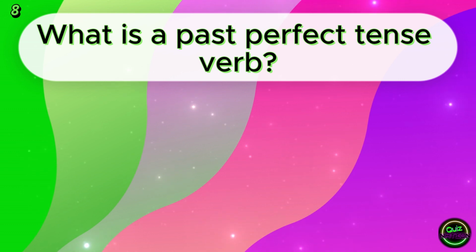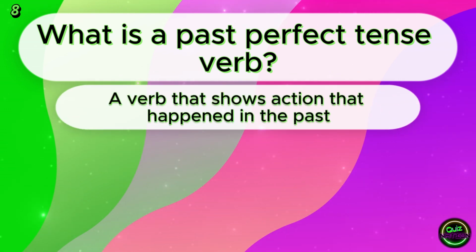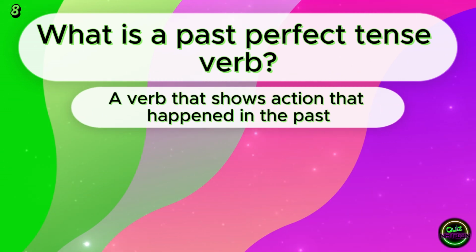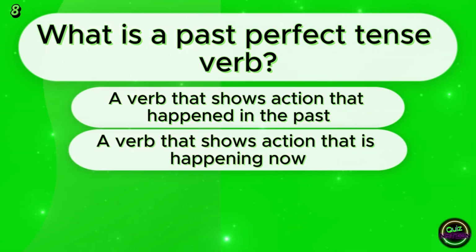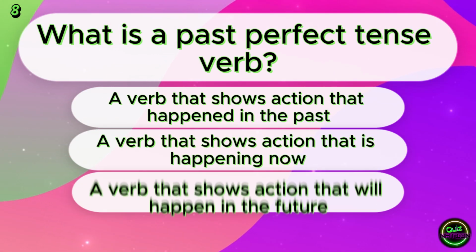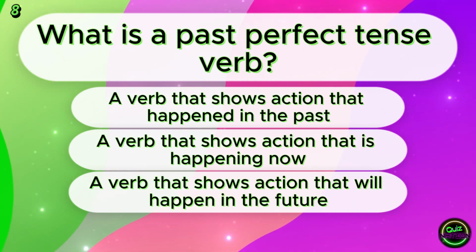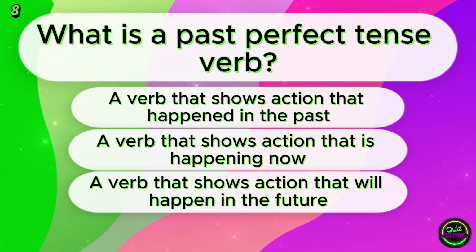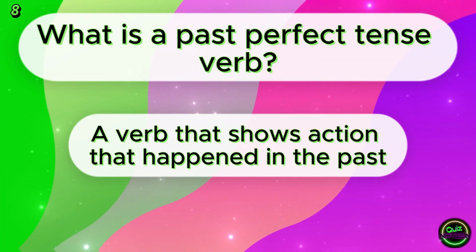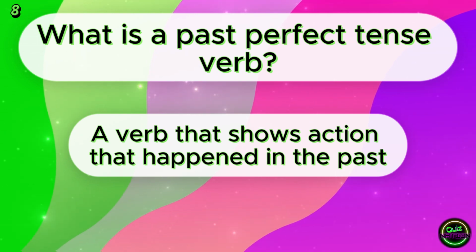What is a past perfect tense verb? A verb that shows action that happened in the past. A verb that shows action that is happening now. A verb that shows action that will happen in the future. The answer: a verb that shows action that happened in the past.